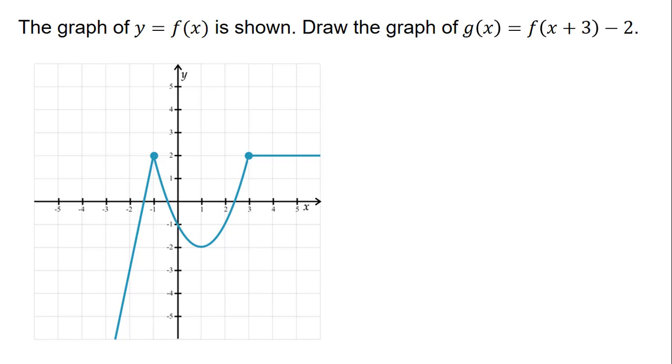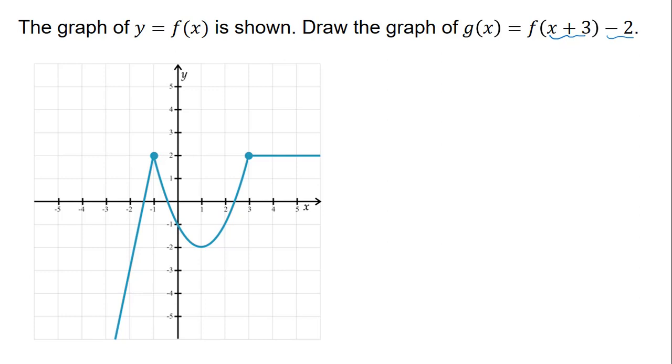In this video, I want to demonstrate a few examples where we will transform graphs of functions when we are given only the graph and not the explicit function. So the graph of y equals f of x is shown, and we want to draw the graph of g of x, which is equal to f of x plus 3 minus 2. So we need to understand what these transformations mean. We have an inside change and an outside change.